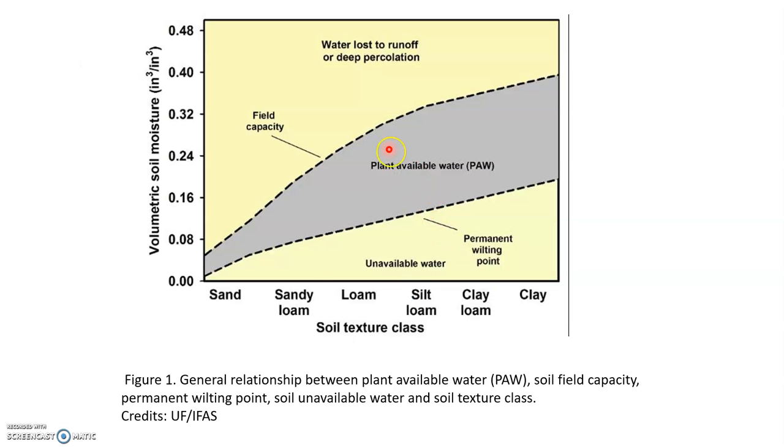If you see this, thanks to the University of Florida, because they have provided this data of water holding capacity of different soils, and they have done a lot of research in soil water holding capacity, and they have released a lot of instruments to measure soil moisture content. In sand, the volumetric soil moisture is very low, which means the water holding capacity is very low. That's why we cannot grow a lot of crops in sandy soils.